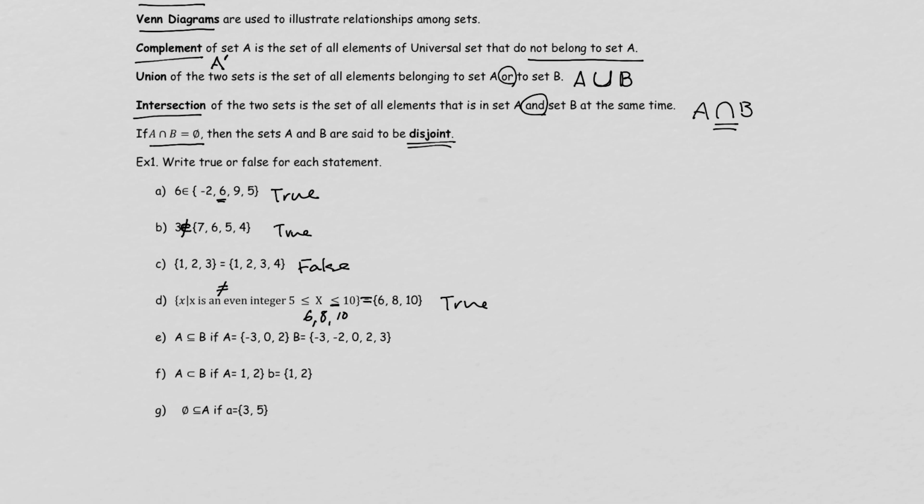E is asking if A is a subset of B. Remember, this is the notation of subset. Is A a subset of B if A is negative 3, 0, and 2, and B is negative 3, negative 2, 0, 2, and 3? Subset means that whatever is in A is also an element in set B. So negative 3, 0, 2: negative 3 here, 0 here, and 2 there. So A can be a subset of B, so you will say this is a true statement. But in other words, if I ask if B is a subset of A, then it's not going to be true.